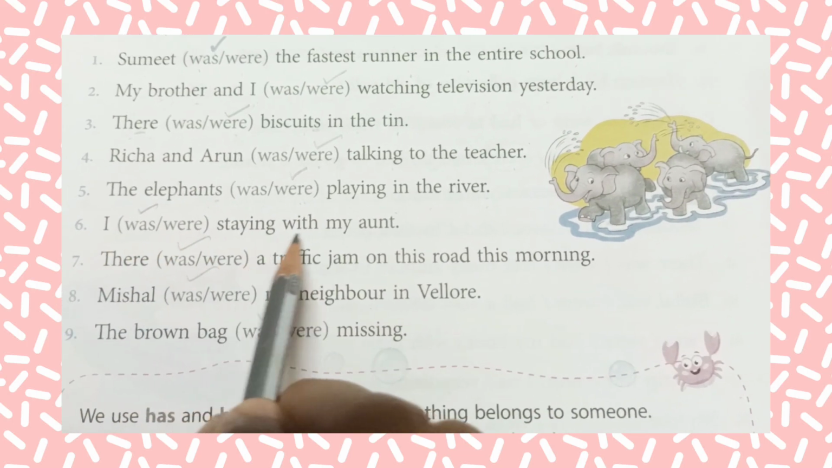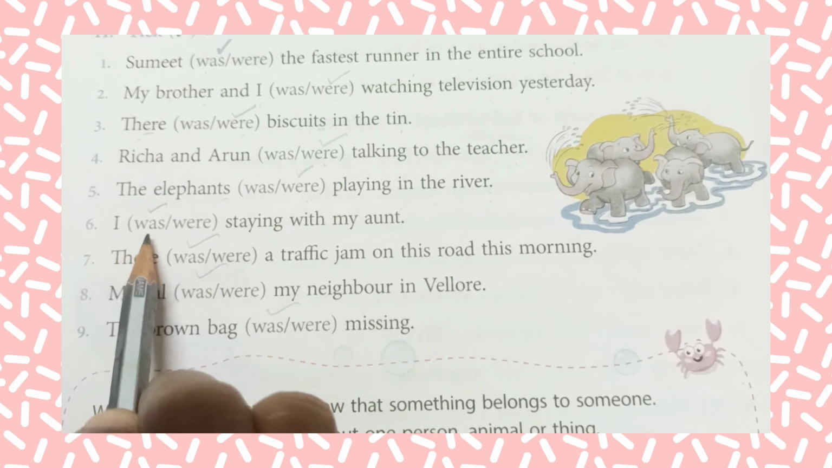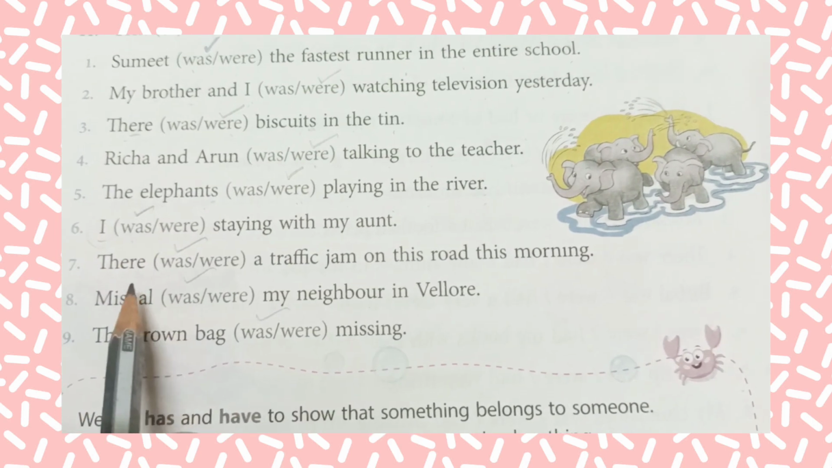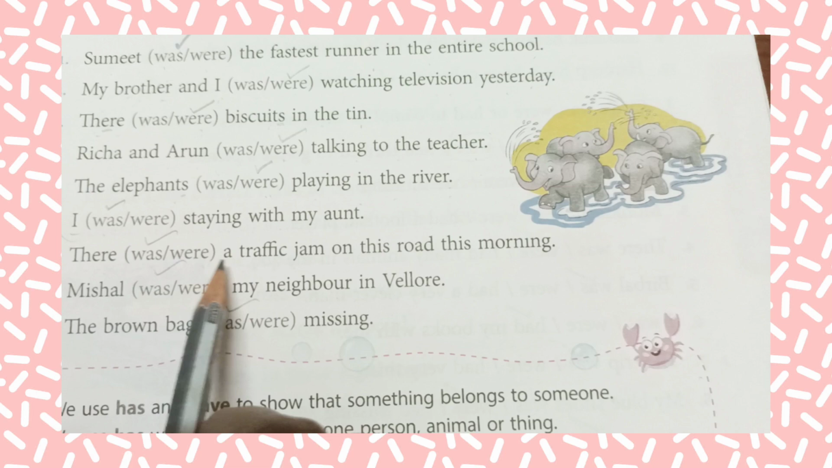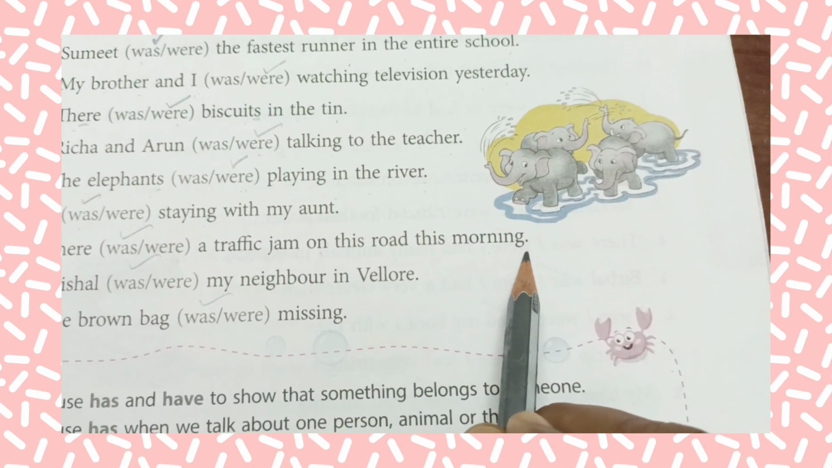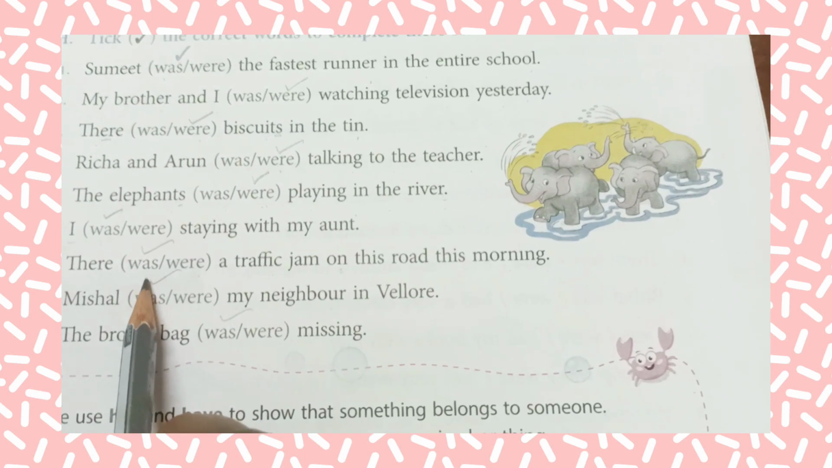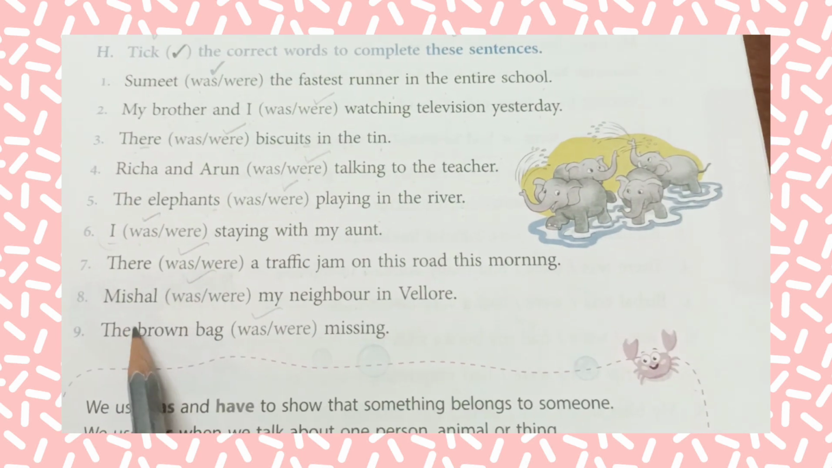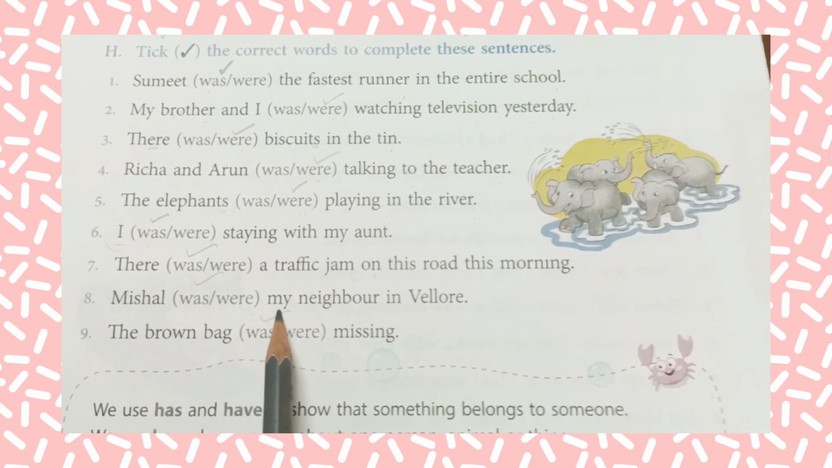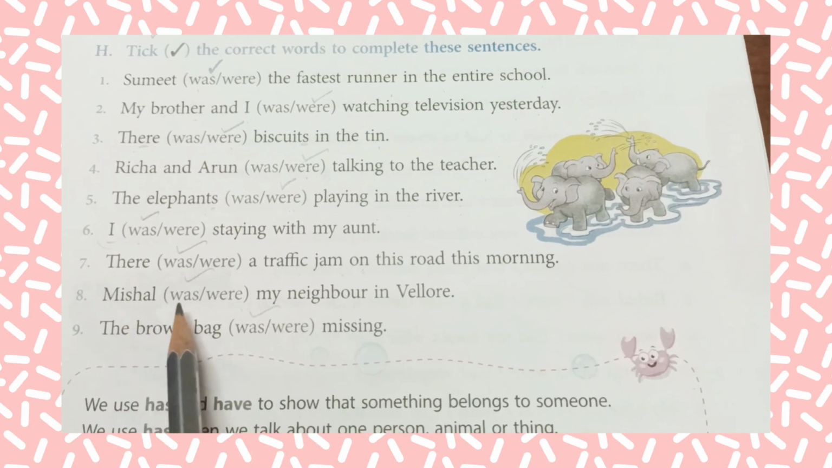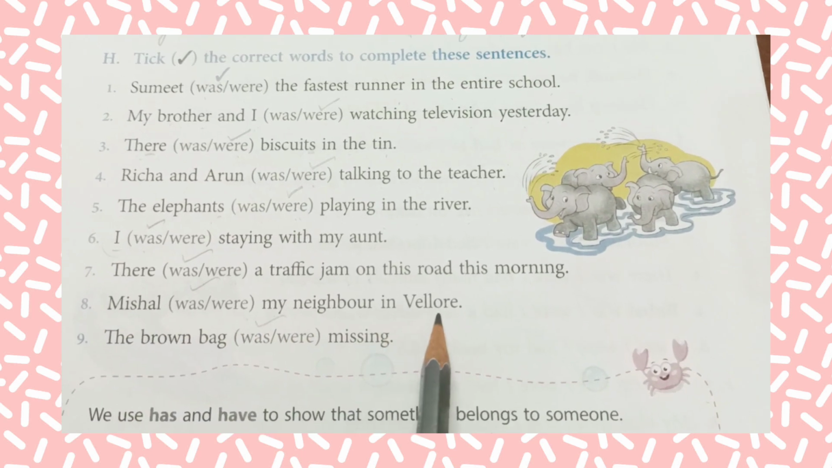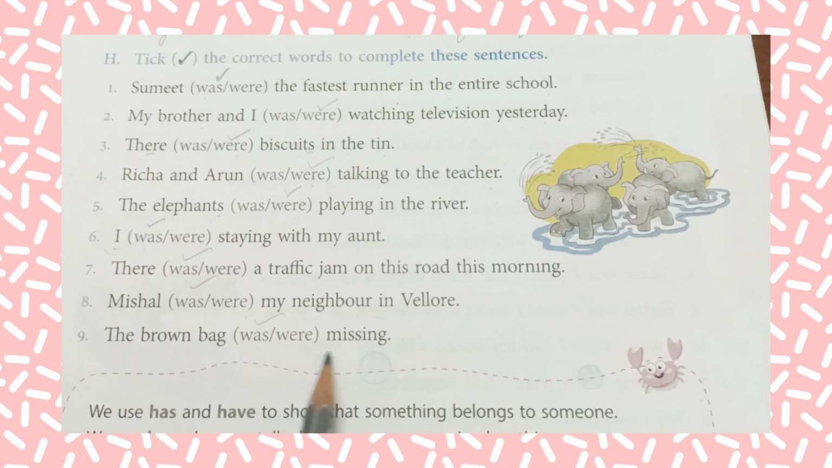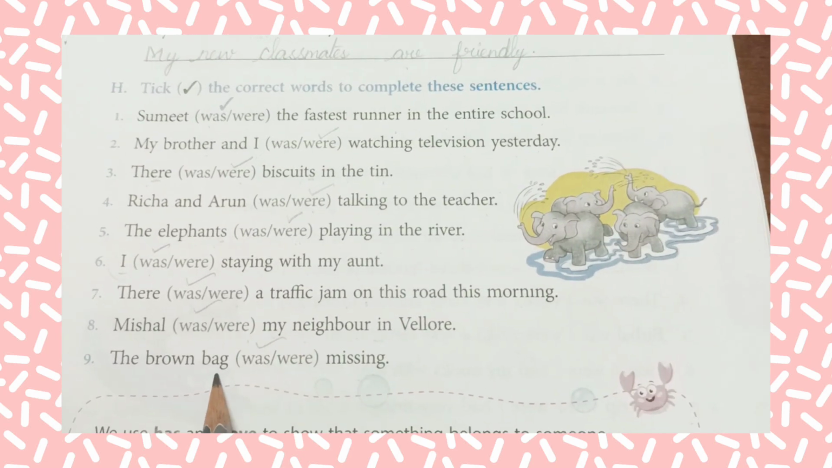I was staying with my aunt. Here, I is only one person, a singular person, so you have to use "was". There was or were a traffic jam on this road this morning. There was a traffic jam. Michelle was or were my neighbor in Vellore. Michelle was my neighbor in Vellore. The brown bag was or were missing. Was. It is "was" because it is singular.